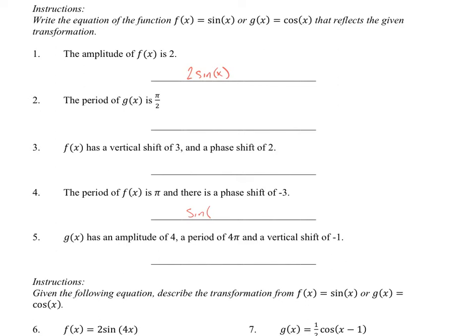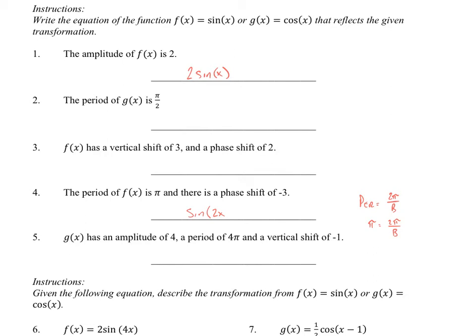Your period is equal to 2 pi over whatever b is. So if we're saying that the period is now pi, what is b? Well, in this case, b would have to be 2 if we were going to have this be equal to 2 pi. So in our new equation, we have a 2x, and the phase shift is -3.